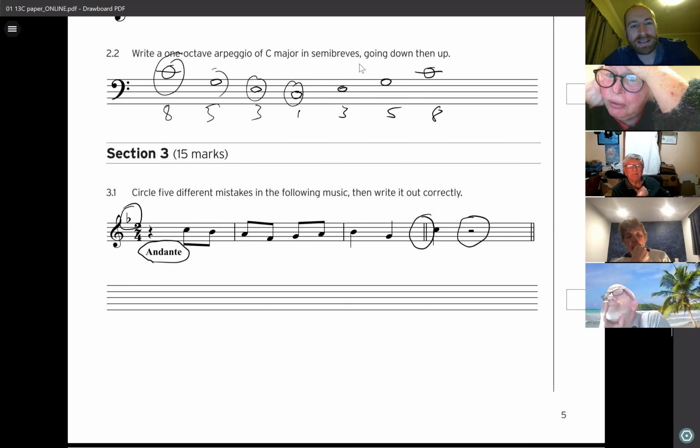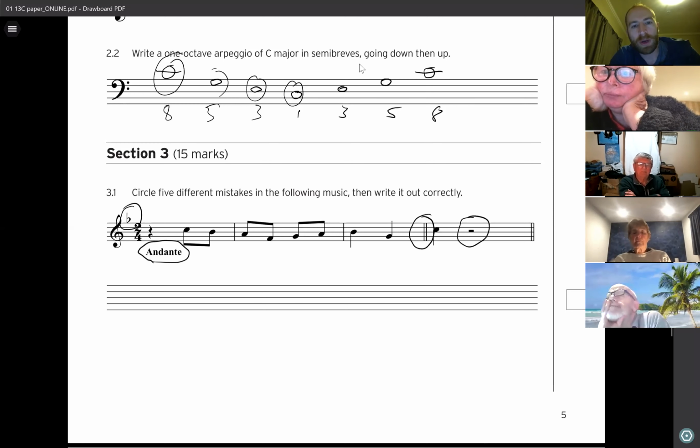The other mistake is a bit nitpicky in my view, but what they've suggested as a mistake is in the second bar, because they're all quavers, you would have the option of actually joining them all together. Right. Oh, that's so nitpicky. It's quite nitpicky. I often see it written like that. I know, but that's right.